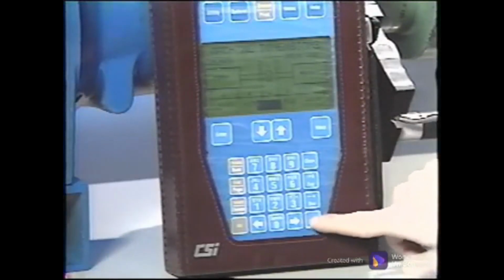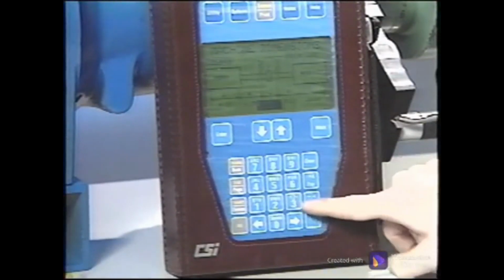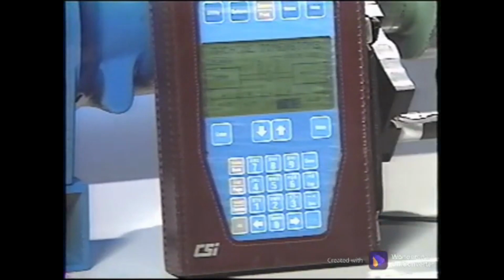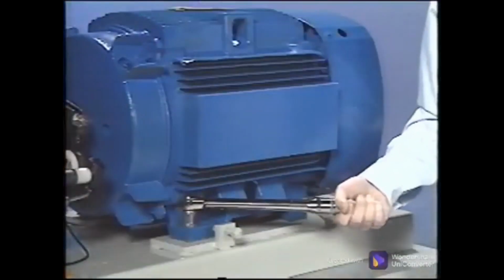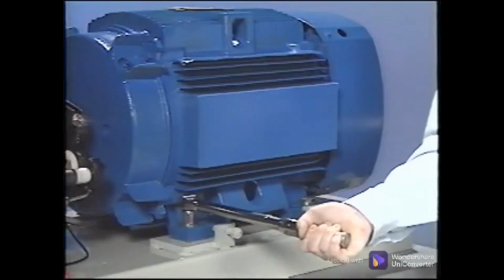The distance between the faces should be within 1/16 of an inch, and all other dimensions should be within 1/8 of an inch. Enter all of these dimensions into the analyzer. Be sure the feet are torqued to the required amount before making your readings.